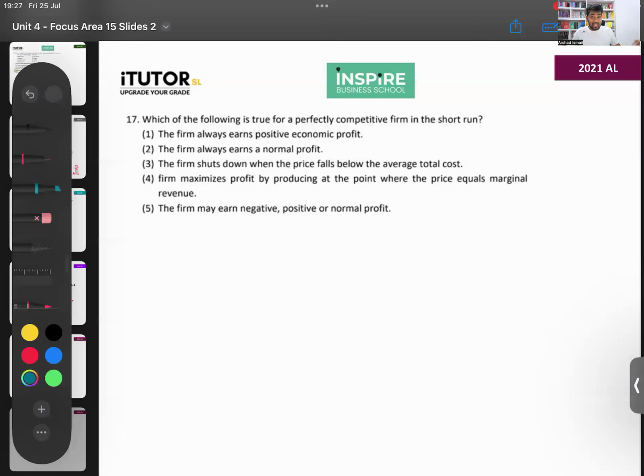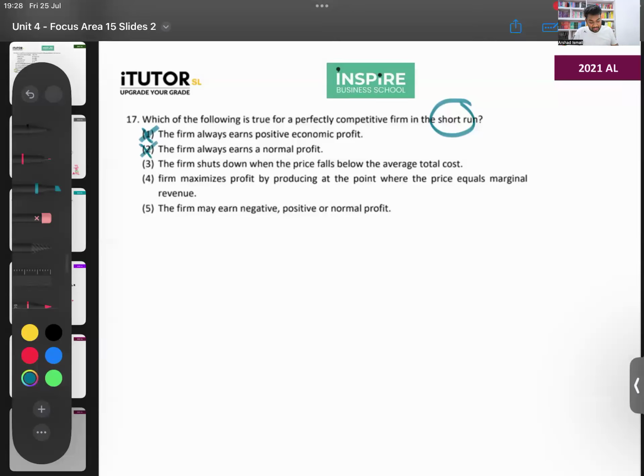Someone asked me how losses. Remember, in your theory tute, we have those three situations. A firm can earn supernormal profits, normal profits, or even losses. So it can be anything, right? So then, no. A firm always earns a normal profit. Can you say that a firm in the short run always earns a normal profit? No, in the short run it could be supernormal also, it could be a loss also. In the long run, it always earns a normal profit.